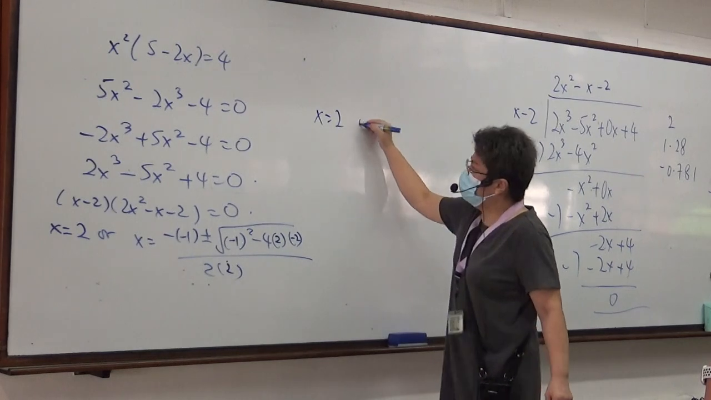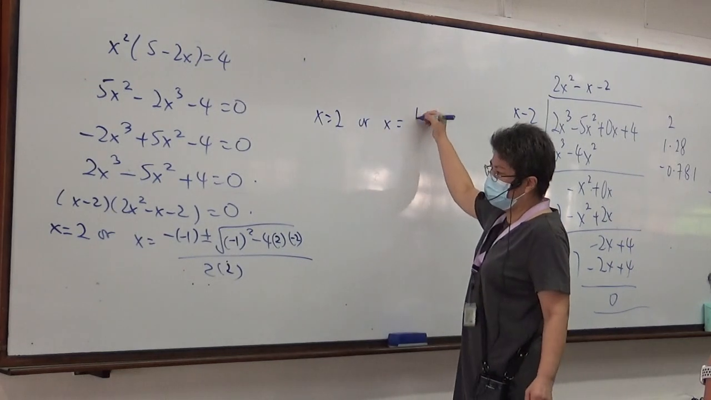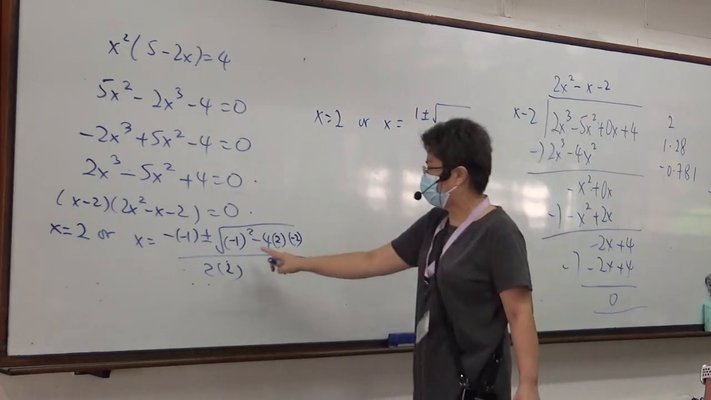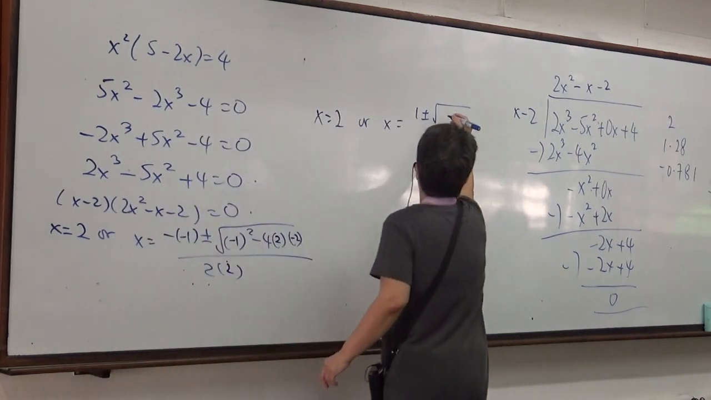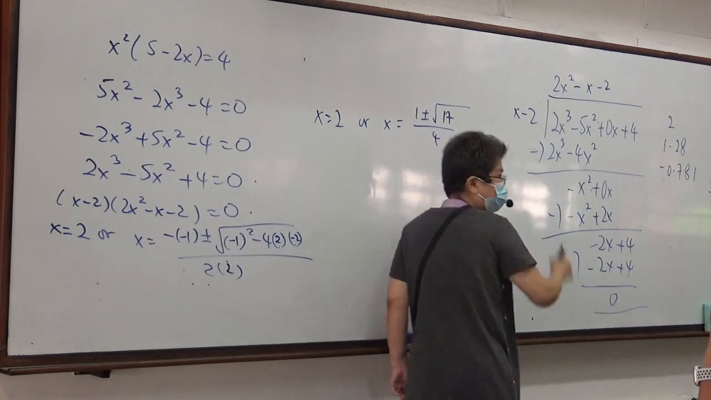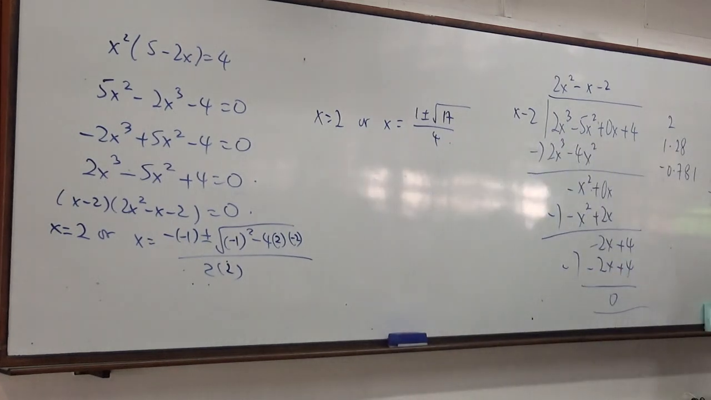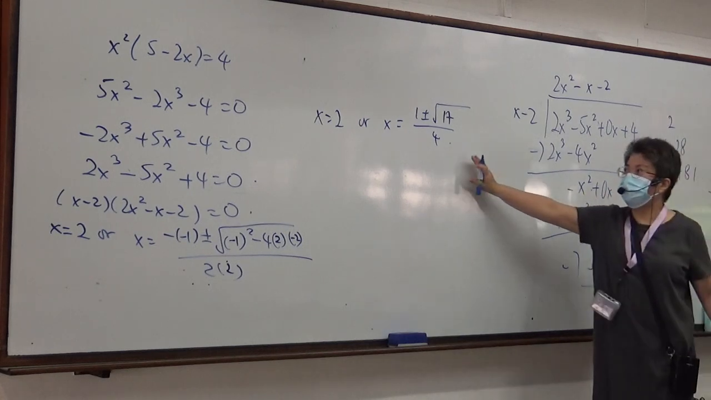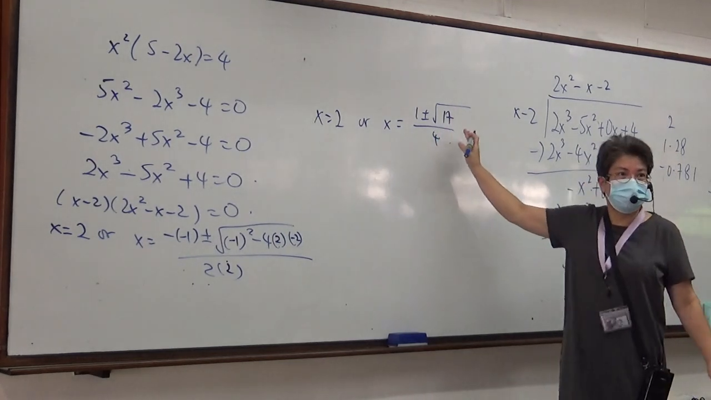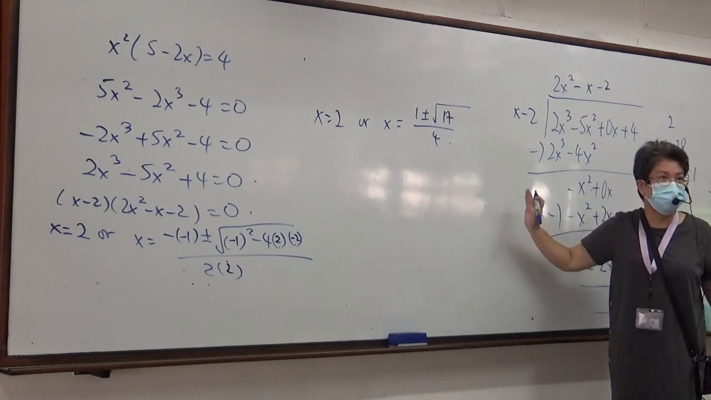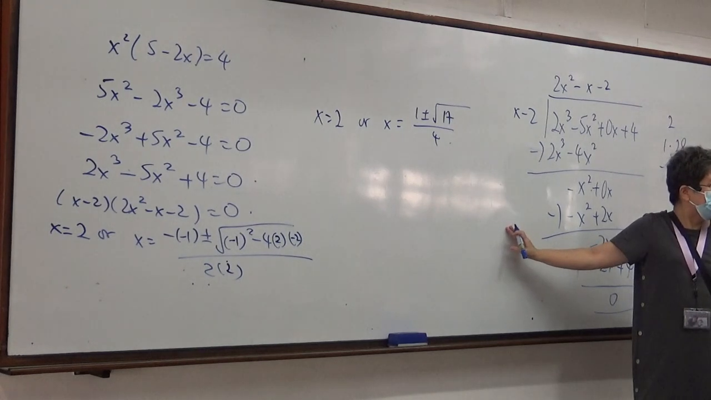So this is what we have. x equals 1 plus minus square root of, what is this, 1 plus 16, so this is 17, over 4. Right? Can you see it now? Okay, actually once you leave it like that, I'll explain what's going on. Because this is just 1 plus root 17 over 4 and 1 minus root 17 over 4. Can you see what I'm talking about here?